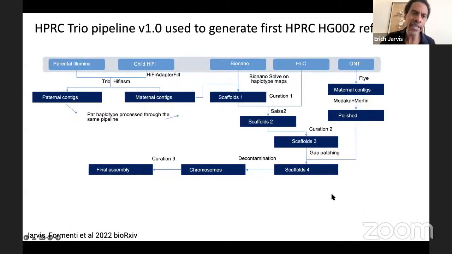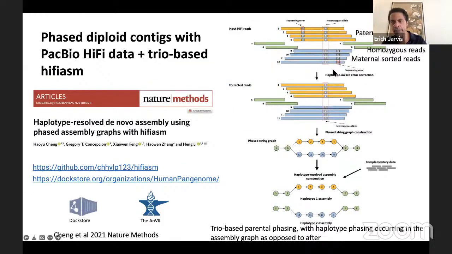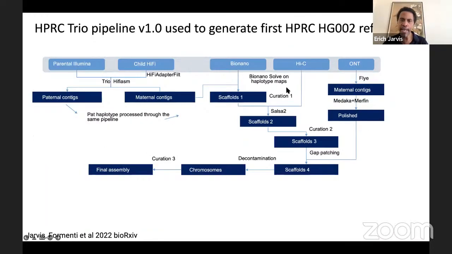And so what we did is we utilized that approach and the best of all the different scaffolding approaches that we had, based upon our experiences with the HG002 bake-off and the VGP project itself. And we came to an approach that gave us the highest quality assembly, at least in early 2022, using the trio Hifiasm approach, then scaffolding with Bionano, then further scaffolding with Hi-C, filling in gaps with ONT, and then manually curating to get the final assembly.